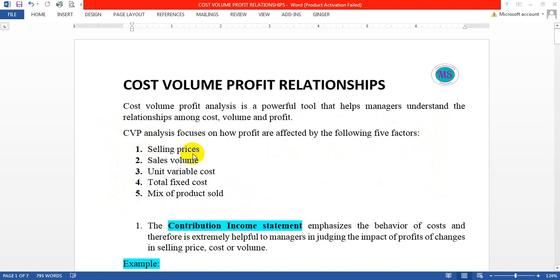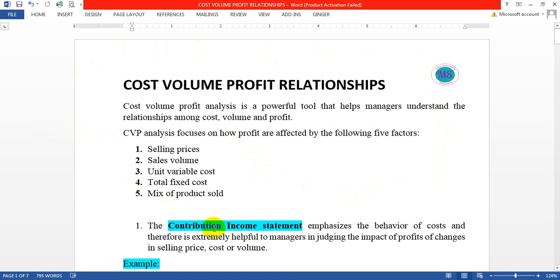How if I change the selling price, what would be the impact on profit? If I change the sale volume, what would be the impact on profit? If I change the variable cost, what would be the impact on profit? Again, if I change the fixed cost, what would be the impact on profit? Mix of products: if I am selling one product, two products or more than one product, what should be the combination of these? So in short, CVP is a very powerful tool and we should know it.